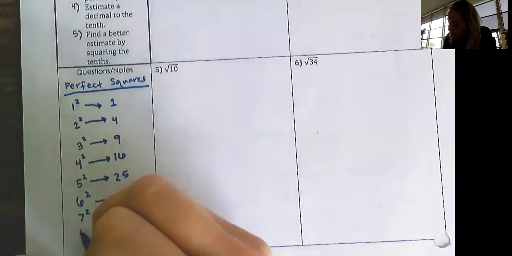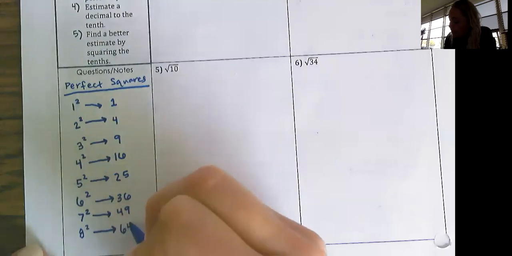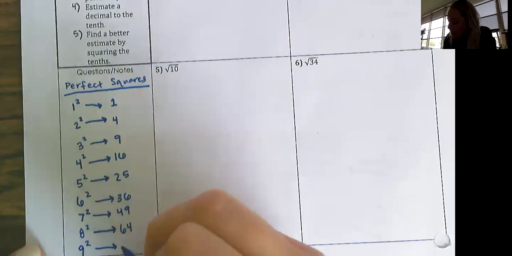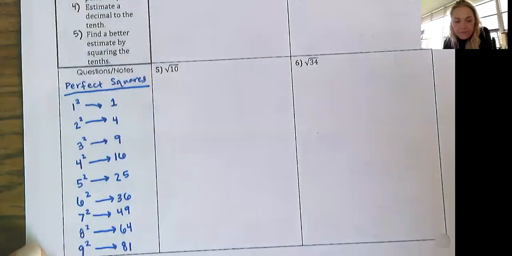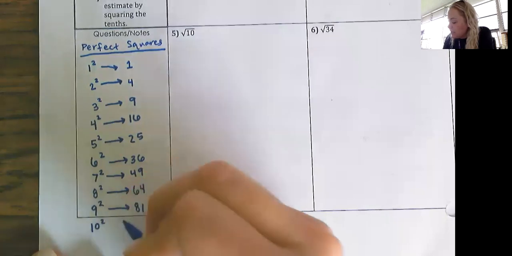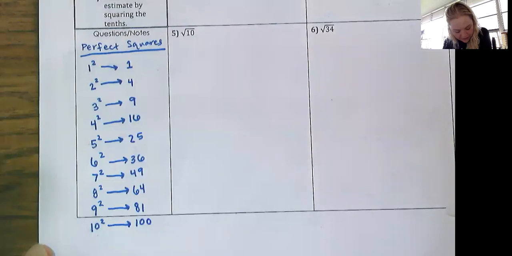8 squared is 8 times 8. That gives us the perfect square of 64. 9 squared, that is 9 times 9, gives us the perfect square of 81. I ran out of space, but I'm going to keep going. 10 squared is the product of 10 times 10. That gives us the perfect square of 100.